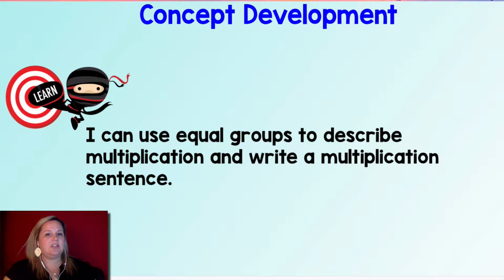Okay, so let's check out our learning goal. It says, I can use equal groups to describe multiplication and write a multiplication sentence. So all we're going to do is look at pictures of objects that have equal groups. First we're going to write a repeated addition sentence that matches. Then we're going to talk about how many groups there are and the total in each group. And then we're going to write a multiplication sentence that matches that picture. So all three of those steps go together to help us write that multiplication sentence. So let's jump in and get started.